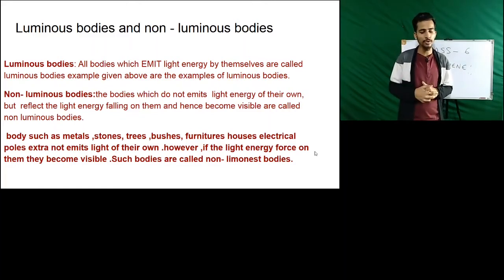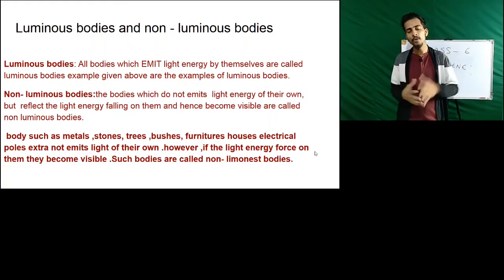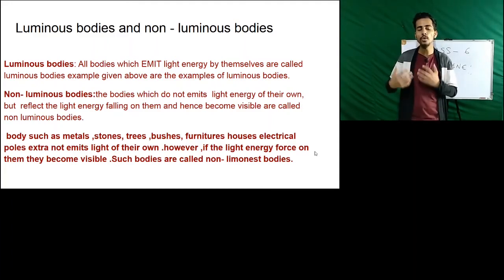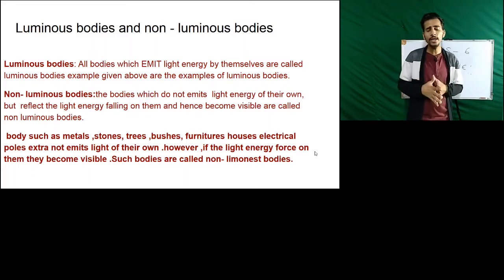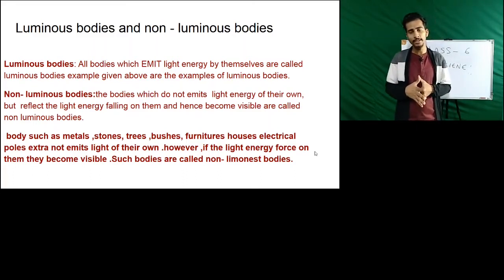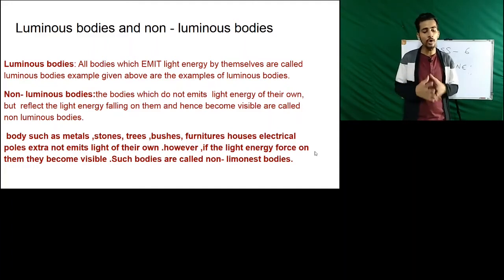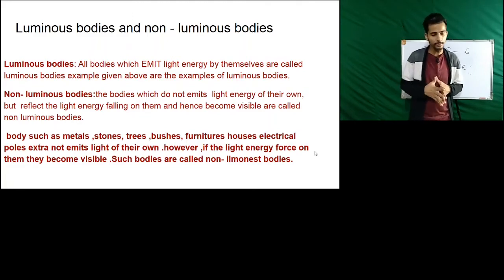Now what are luminous bodies? All bodies which emit light energy by themselves are called luminous bodies. For example, above we talked about the sun and many insects which have their own light. So they are called luminous bodies. That means they have their own source of light. But there are objects, or even planets, which are not able to emit their own light, and they are called non-luminous bodies.